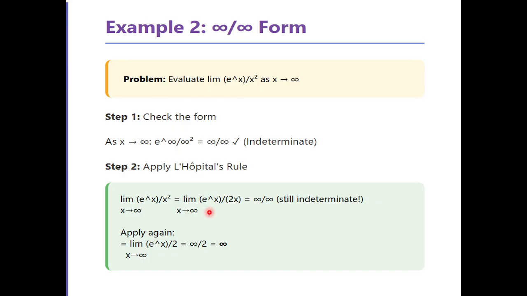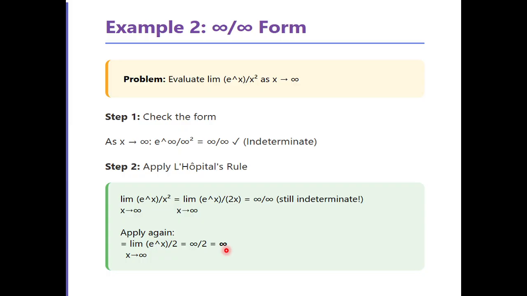Okay, so the derivative of the numerator becomes e raised to power x and the derivative of the denominator will become 2 with respect to x. If we now put the value of infinity in place of x, then we get infinity over 2 and the answer is infinity.